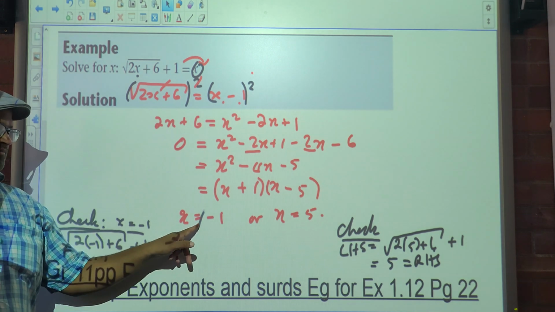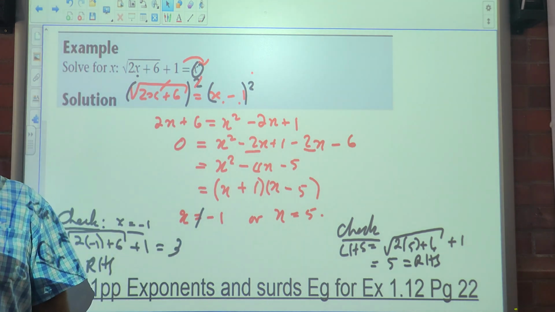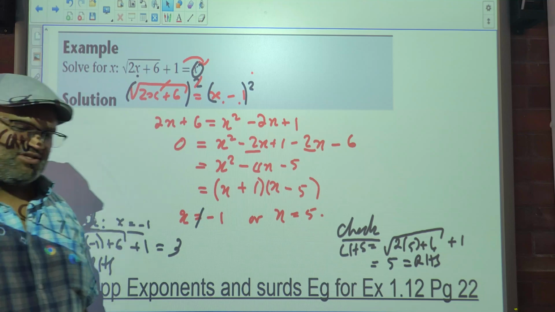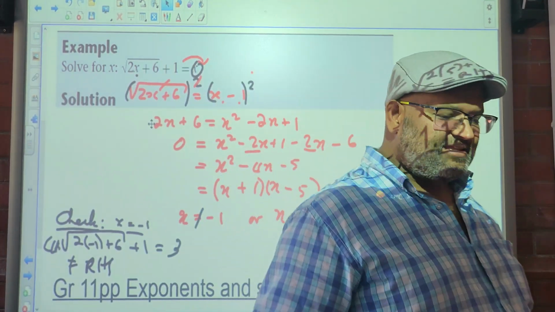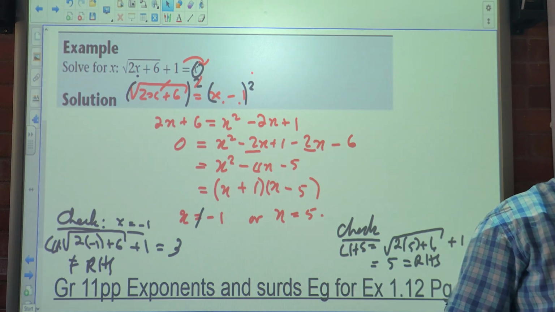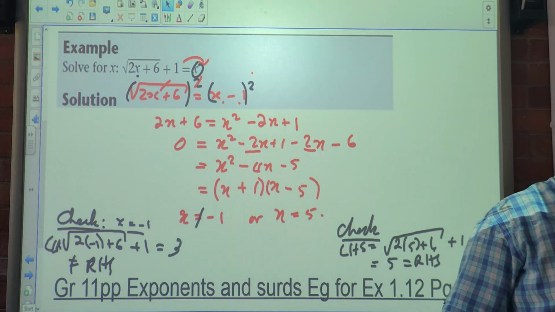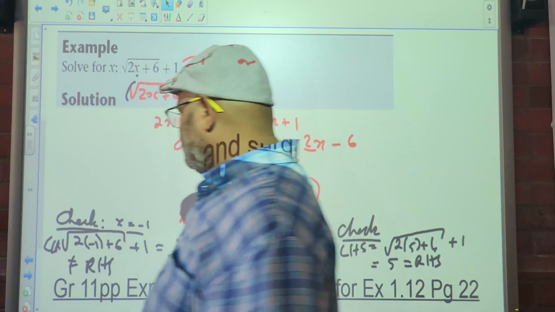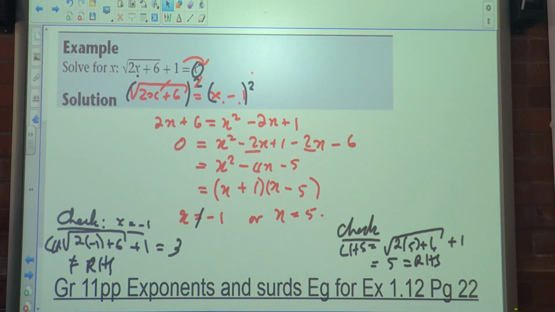If you leave this out, people are of course going to lose a mark. So always check. In the exam, we always try to include one that doesn't work, and that is how we know if you're checking or not. Okay, you all okay with that? Yes. Alright. So with that, you should have been able to do exercise 1.12.